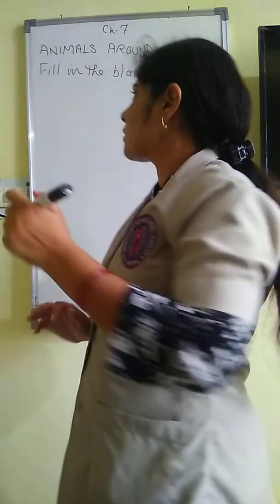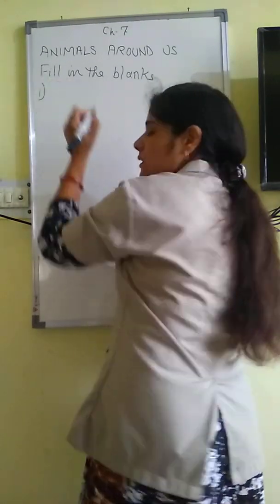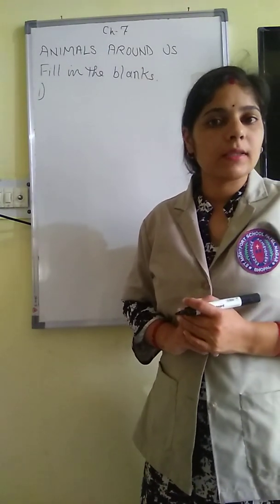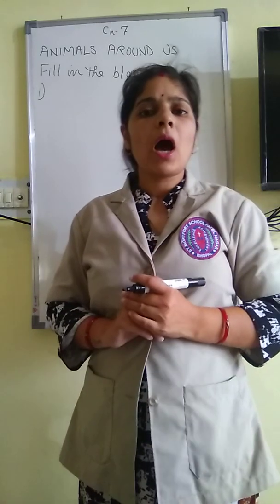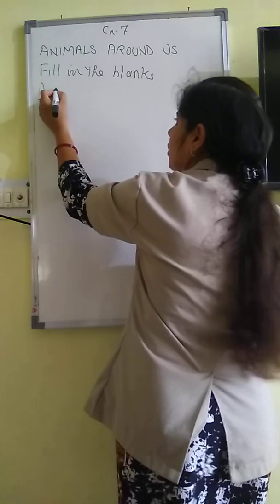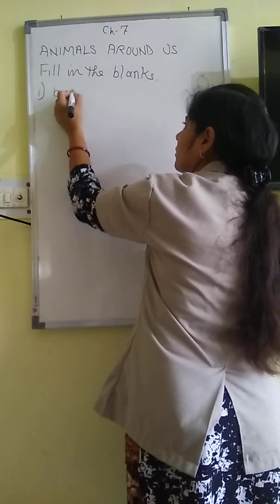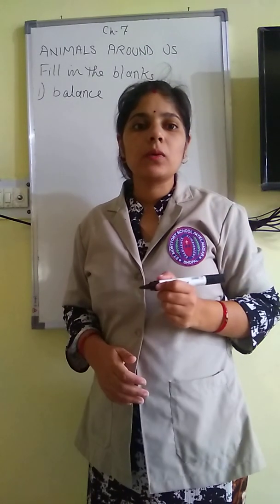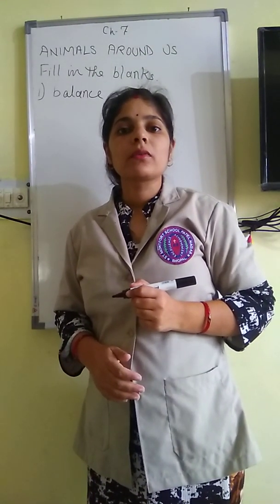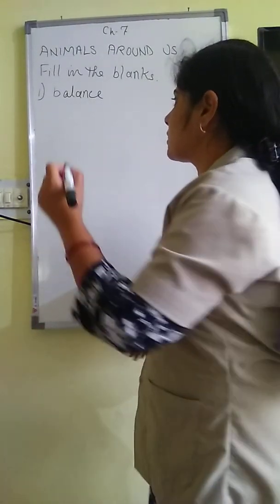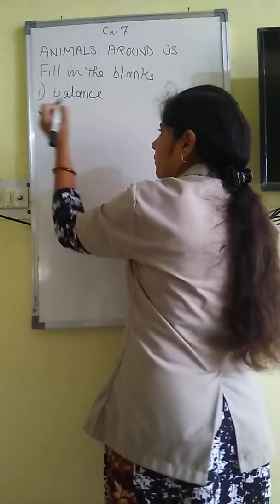Our first fill up is, squirrel uses its tail to. We all know that animals use their tails in different ways. So how does a squirrel use its tail? Your answer is to balance their body. Whenever a squirrel is sitting, what is it doing? The squirrel is sitting with the help of its tail. So the squirrel uses its tail to balance the body.